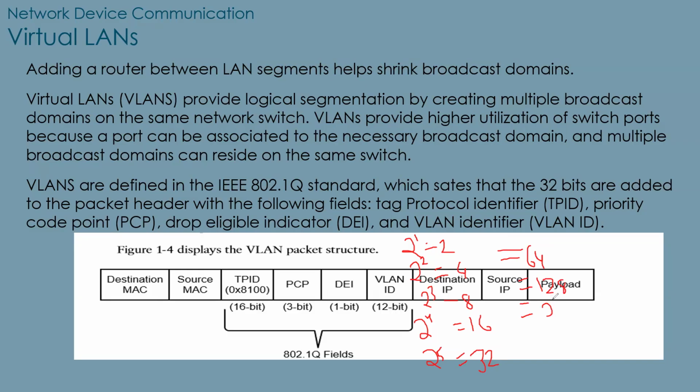How much into 2? 256. That is 2 to the power 8. Likewise 2 to the power 9 will be 512. Then 10, 1024. Then 11, 2048. And then 12 will be 4096. So we can create up to 4096 VLANs.